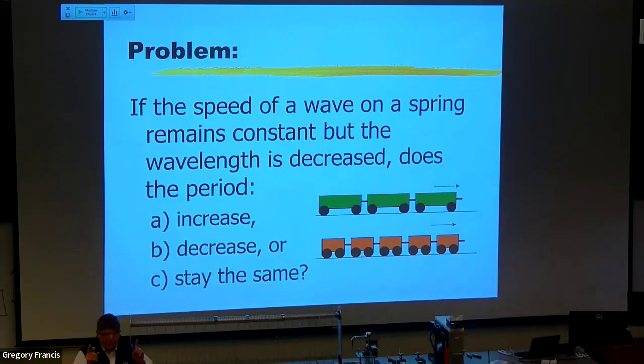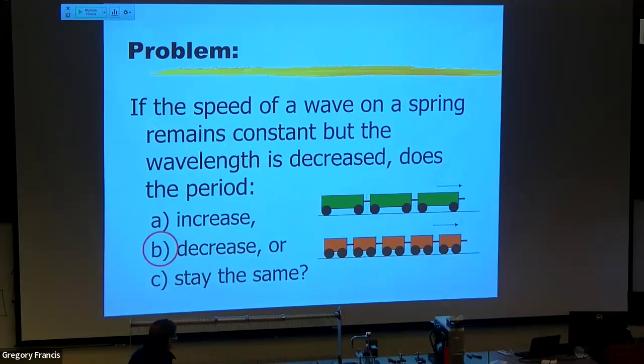The period is the time it takes for a boxcar to go past. Well, if they're going the same speed, it's going to take longer for these boxcars to go past you than these cars. So if we are going to decrease the wavelength, that's the length of the boxcars, we're going to decrease the period. Okay, so the answer was B. Check to see if your neighbor put that answer.